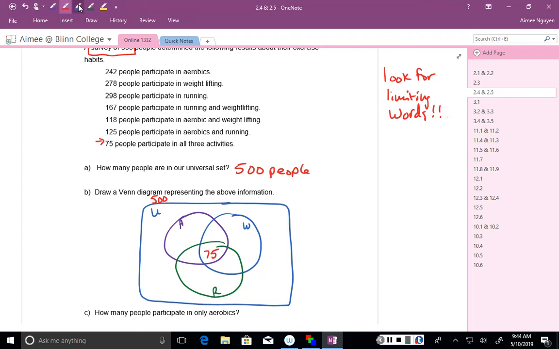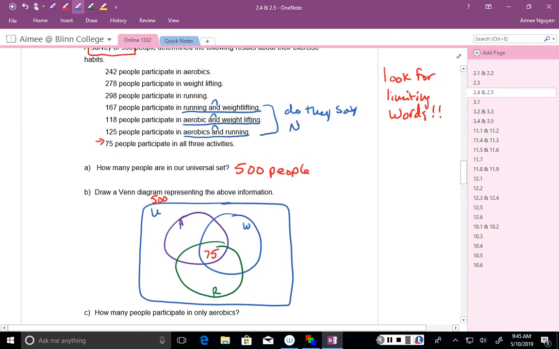After I get those 75 people in the middle, now we're going to look for ands, the overlaps, the intersections of the two. So I have aerobics and running, aerobics and weightlifting, and running and weightlifting. These are all my intersections, my ands. When I look at these, I'm going to ask, do they say not or only?